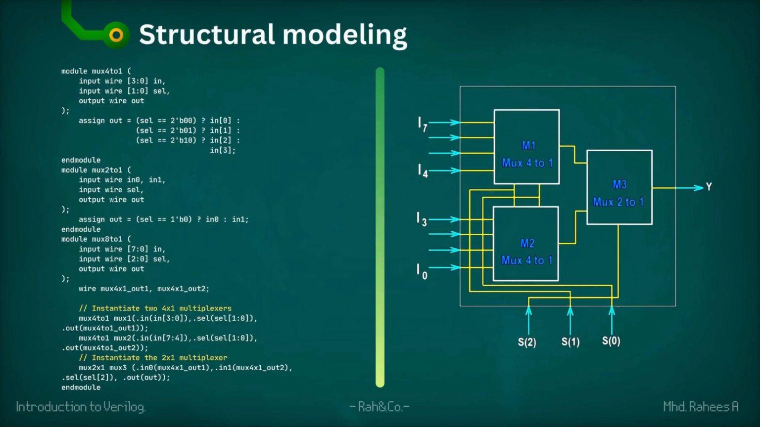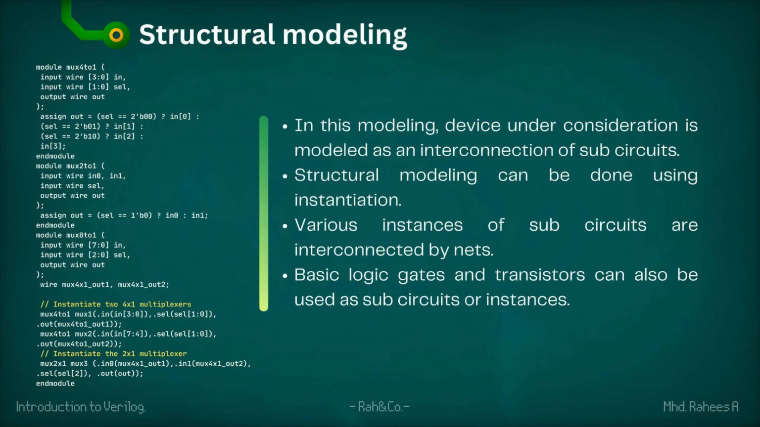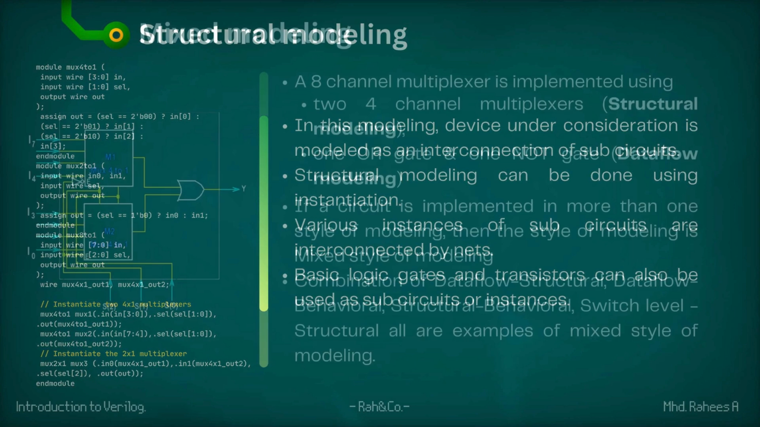Now let us consider structural modeling. In this style of modeling, the circuit under consideration is represented as an interconnection of different subcircuits. For example, let us consider an 8x1 multiplexer. Here an 8x1 multiplexer is realized using two 4x1 multiplexers and one 2x1 multiplexer. In this modeling, the device under consideration is modeled as an interconnection of subcircuits. Structural modeling can be done using instantiation. Various instances of subcircuits are interconnected by nets. Basic logic gates and transistors can be used as subcircuits or instances.